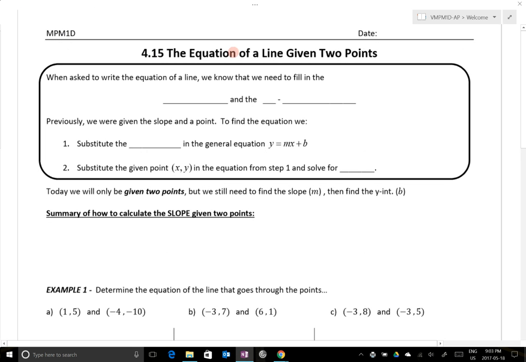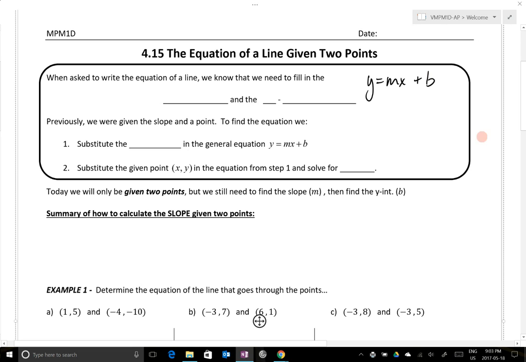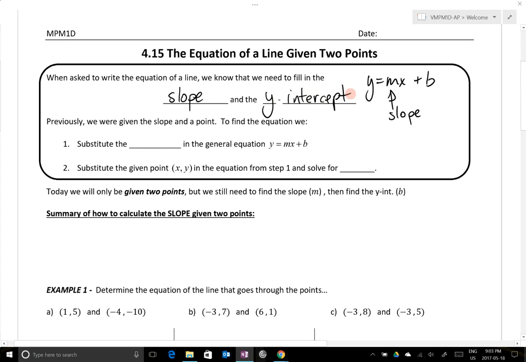Okay, 4.15, the equation of a line given 2 points. So when you're asked to write the equation of a line, we know that you need two things. Think of that equation, y equals mx plus b. What are those two things? One of them is going to be the slope, this guy right here, slope. So we need to find the slope and the y-intercept, and that is this guy right here, b, y-intercept.